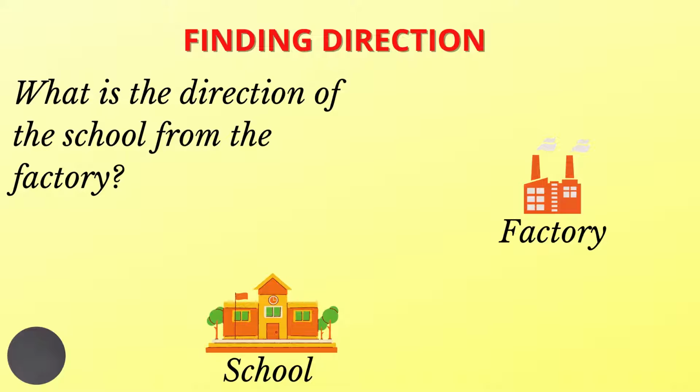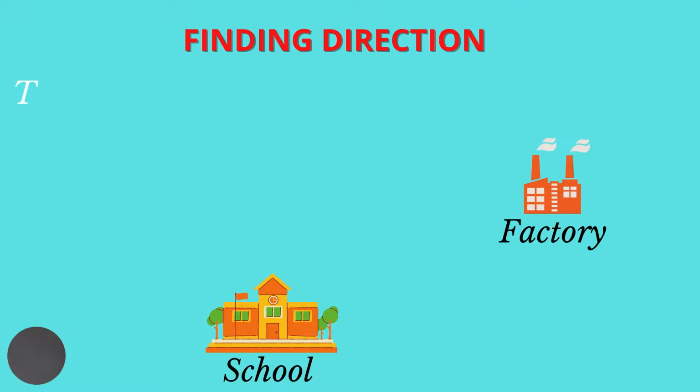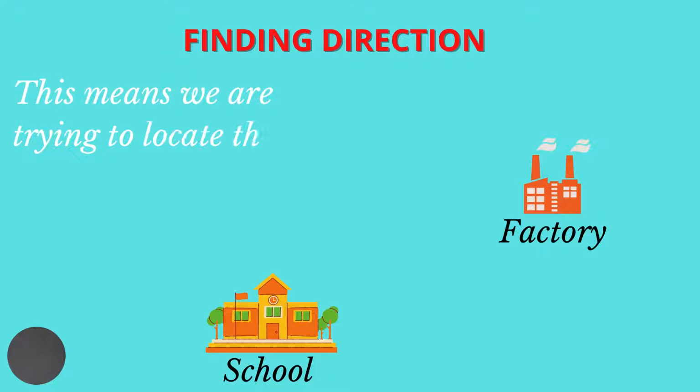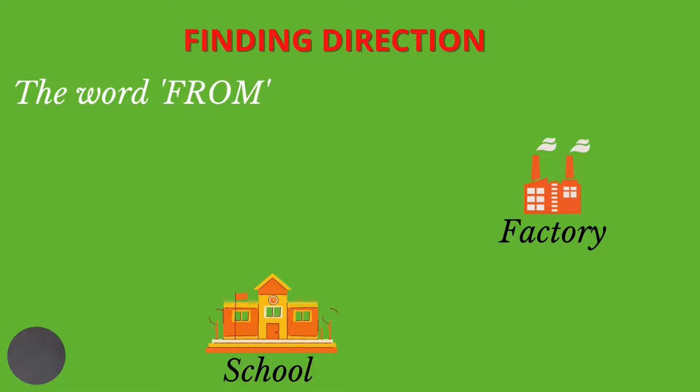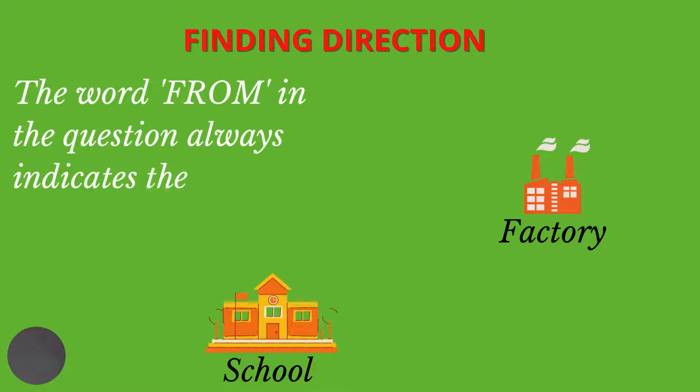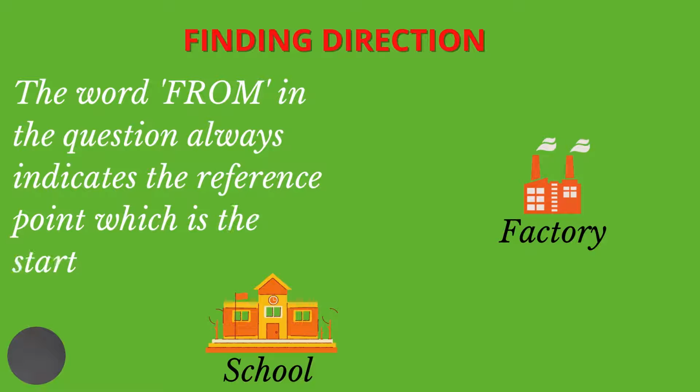Now, how do we find the direction of one place in relation to another? Let's look at an example. This question says, what is the direction of the school from the factory? Now, if we look at the wording of the question, it says the direction of the school from the factory. This means that we are trying to locate the school and we are using the factory as a reference point. The word from in the question always indicates the reference point, which is also the starting point.